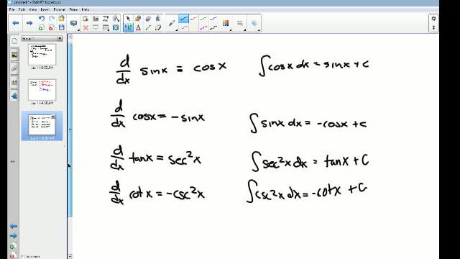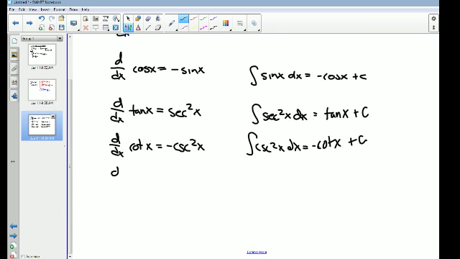Good so far? And then what are the others? Secant. So you can imagine the antiderivative there. And then we could also do cosecant. And then the antiderivative. You want me to write those down?